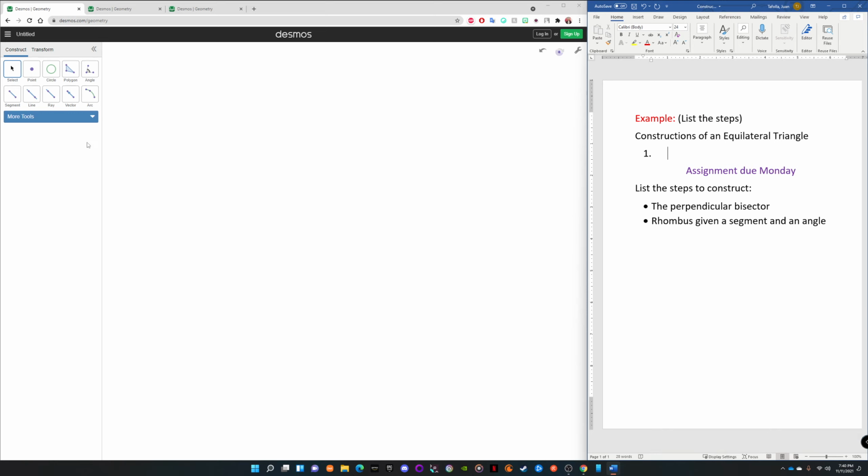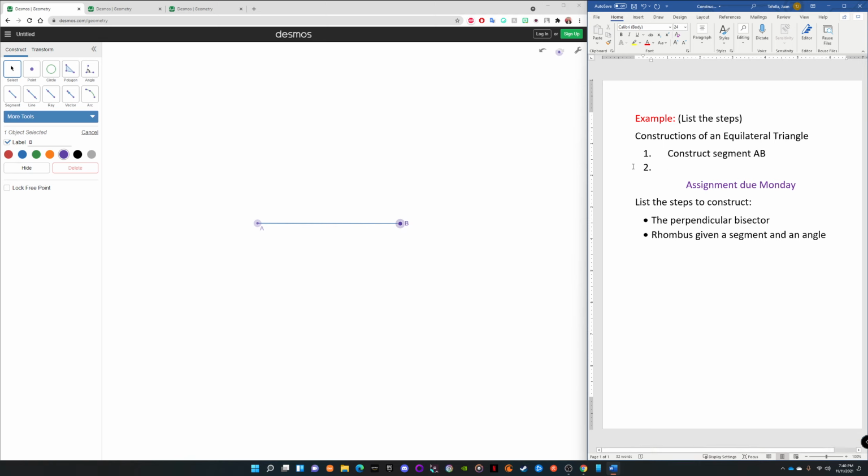All right, so step one is going to be to construct segment AB. Make sure you define your points A and B. All right, step one, construct segment AB. That's it. That's step one. Step two is going to be to construct a circle.